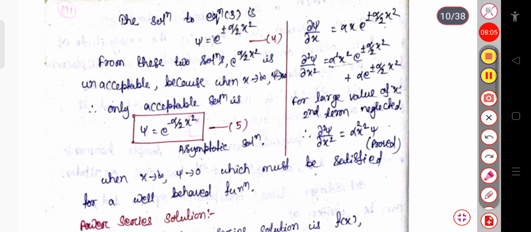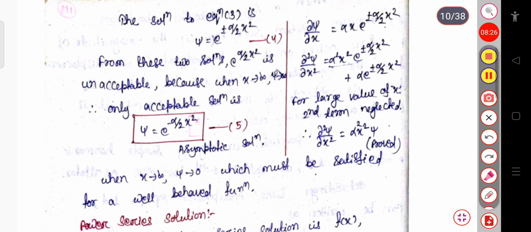Now when x tends to infinity, you can see that 1 by exponential alpha by 2 x square is 1 by infinity, and that is equal to 0. We can simply say this psi tends to 0 when x tends to infinity. So this must be satisfied for a well-behaved function.